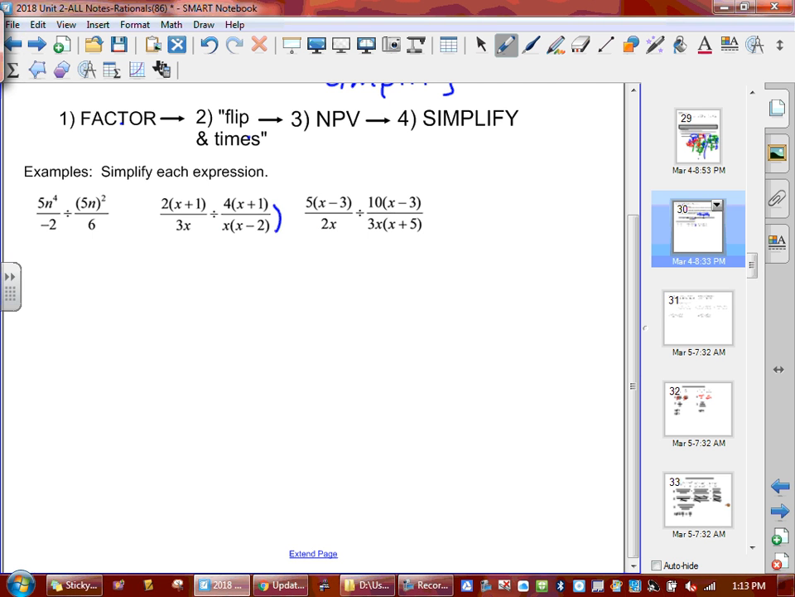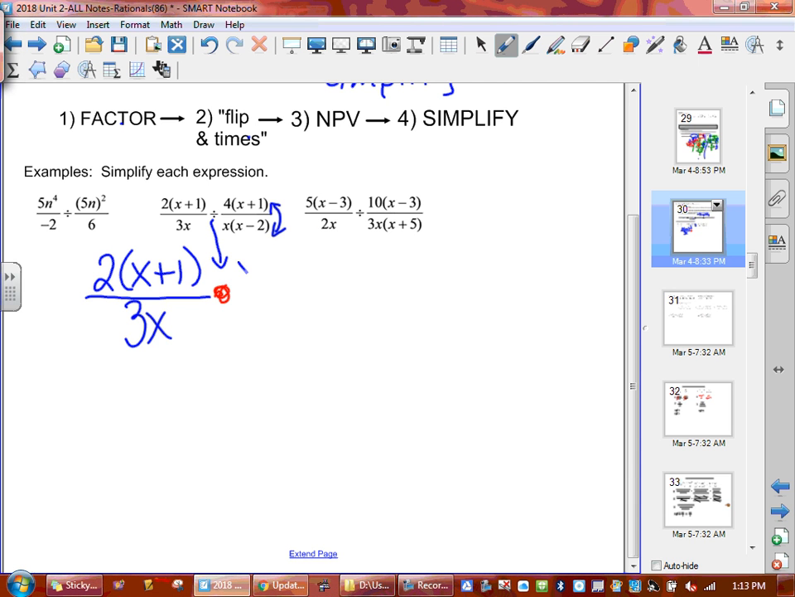So the left-hand side stays the same, all over 3x. We're going to change the divide sign now to timesing again. And then we flip the right-hand fraction. So x minus 2, and 4 in front, x plus 1.